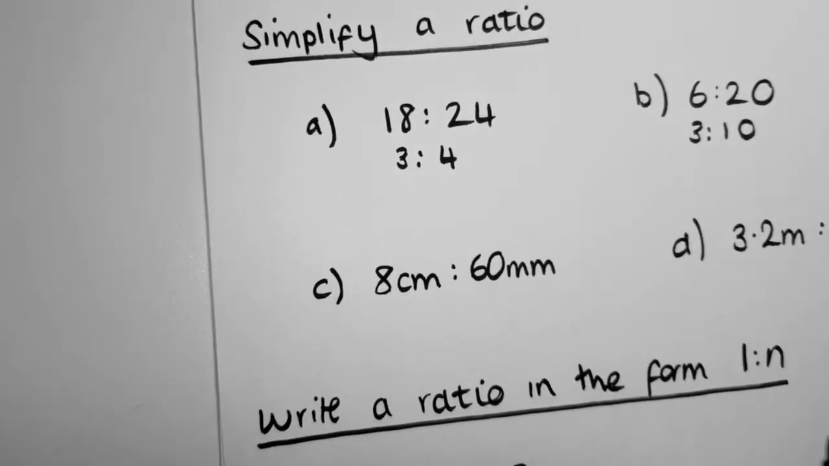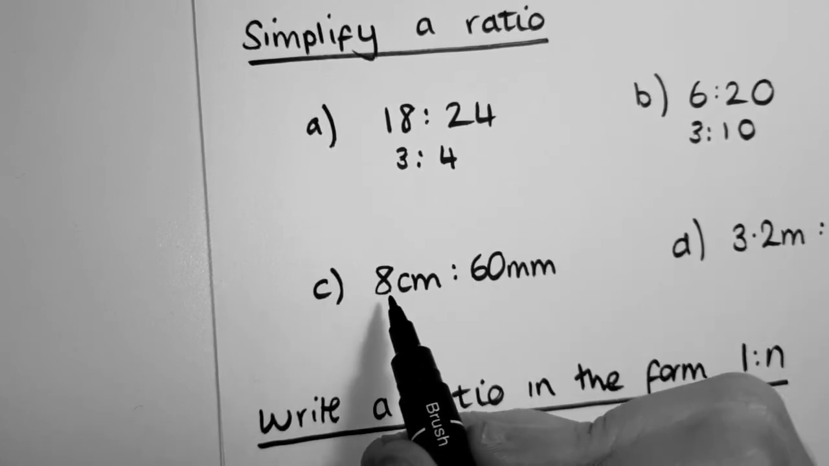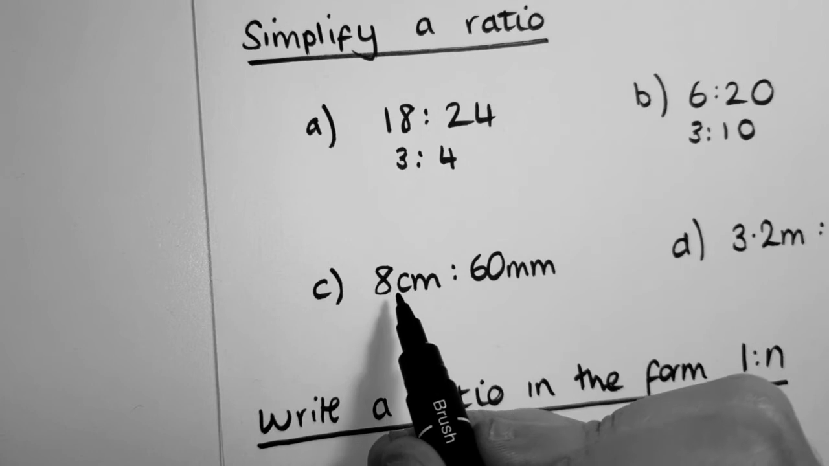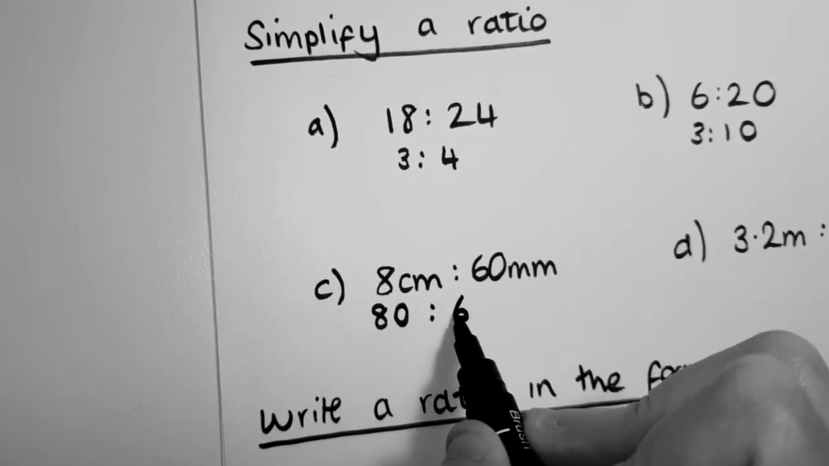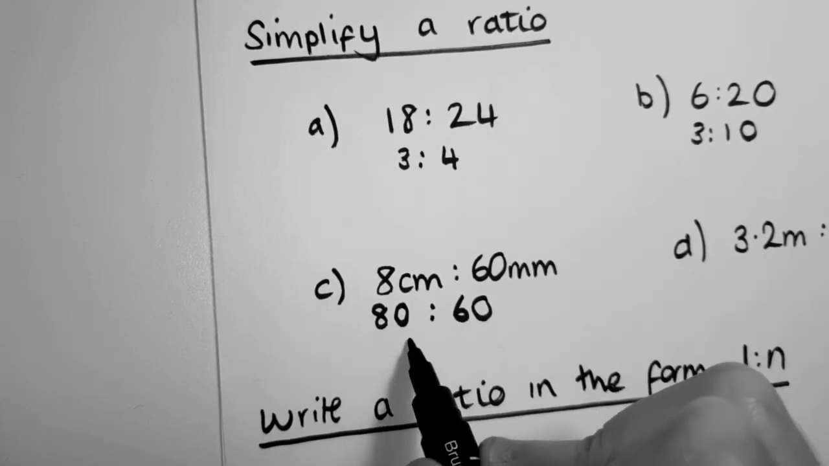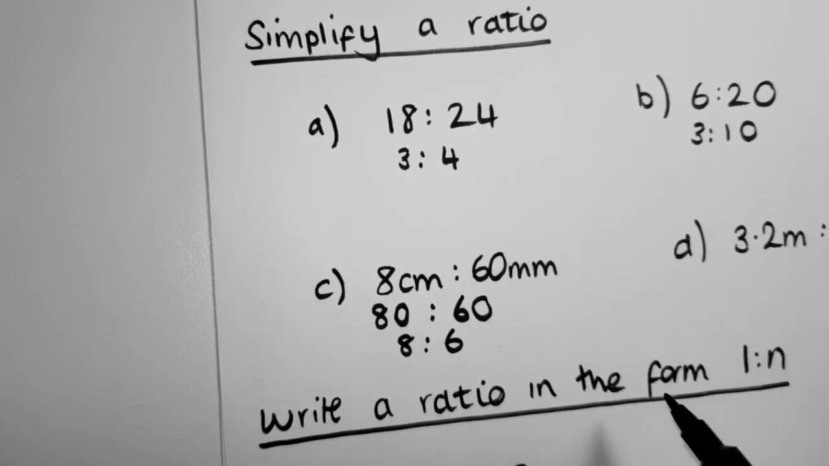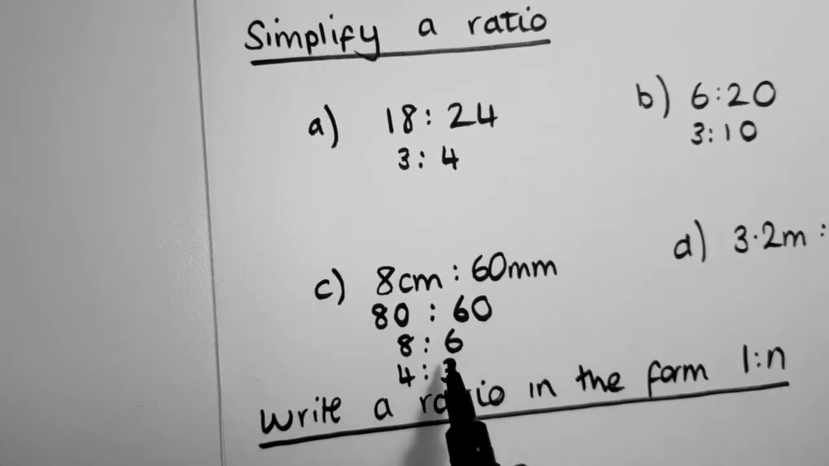So if I've got 8 centimetres to 60 millimetres, there's 10 millimetres in every centimetre. So this is the same as 80 millimetres to 60 millimetres. They've both now got the same units. Now they've both got a 0 on the end, so I can simplify that to 8 to 6. They both then divide by 2. I can make that 4 to 3. Doesn't get any smaller than that, so that's my answer.